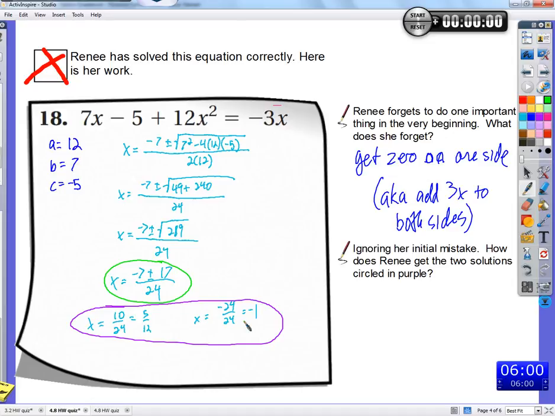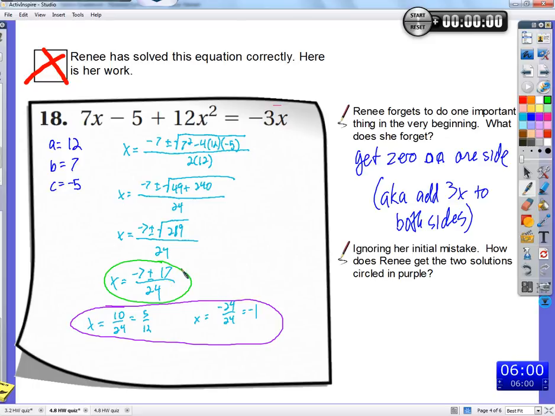She just solved her equation, x equals negative 7 plus or minus 17 over 24. She understands plus or minus doesn't mean a number that's positive and negative. It means there are two numbers. You add 17 and you subtract 17. She just does that out.